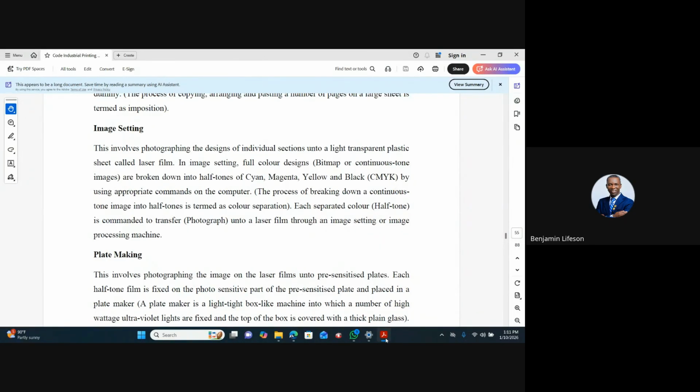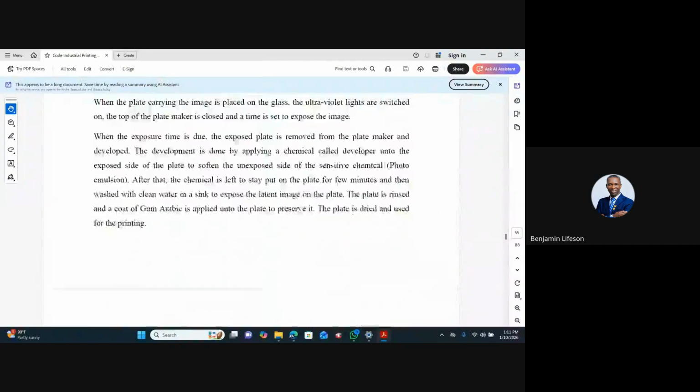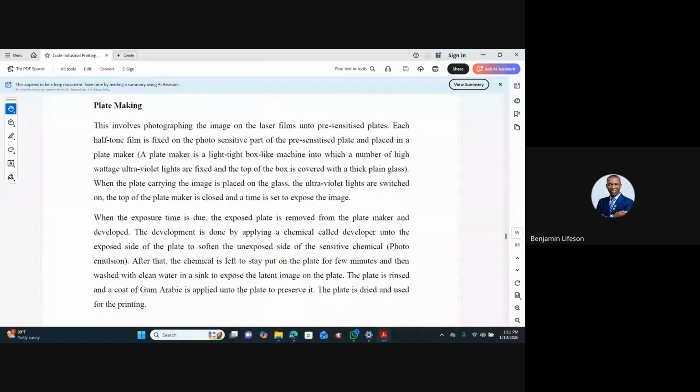That's why we have typesetting. Typesetting, we also set images. So in typesetting, we are setting the text, and in image setting, we are setting the image. So that is it. Now, after image setting, we go to plate making.